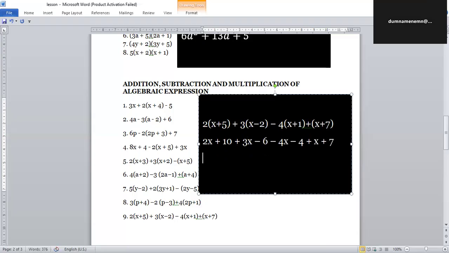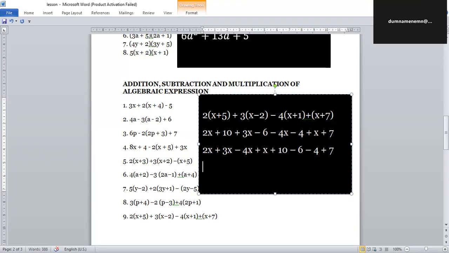All right, after you are done with this, collect the like terms. 2x, 3x, then negative 4x, then plus x. Now, when you're done with the terms with the variable, you go with the ones with constants. Plus 10 comes first. Negative 6 follows. Negative 4. Then what is again? Plus 7.